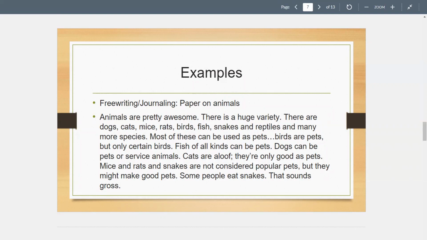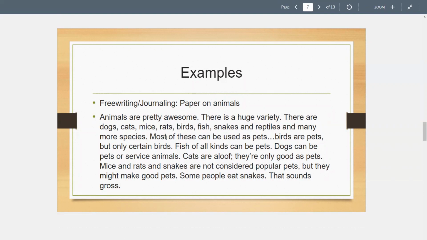There are dogs, cats, mice, rats, birds, fish, snakes, and reptiles, and many more species. You can see, just like my brainstorming list, I've kind of listed out the different animals that come to mind. Most of these can be used as pets. Birds are pets, but only certain birds. So you can see here, I'm starting to think about how these animals play a part in human lives.